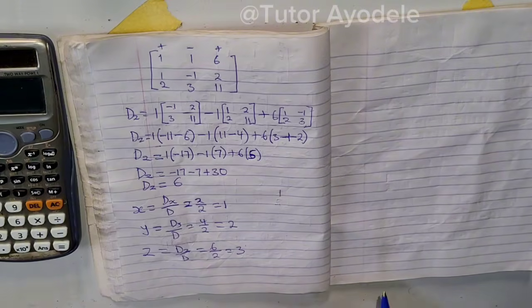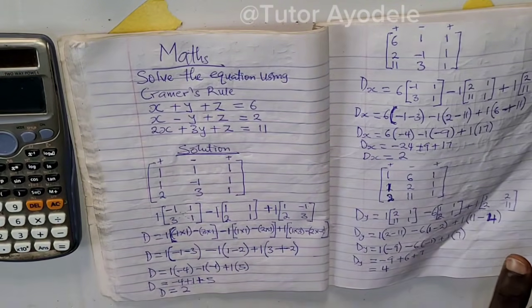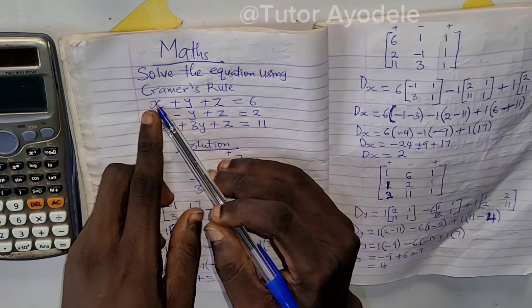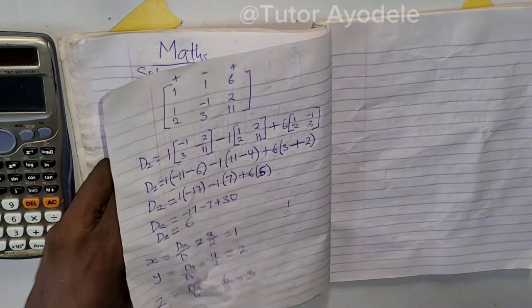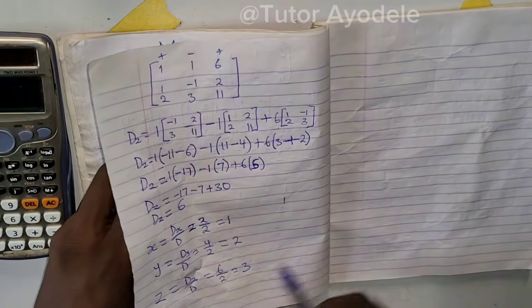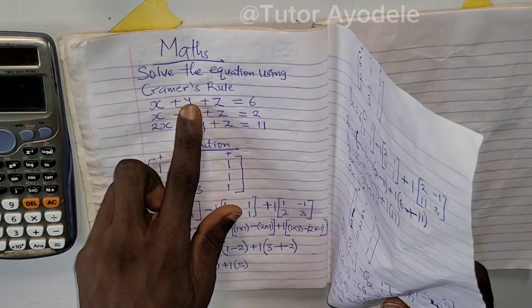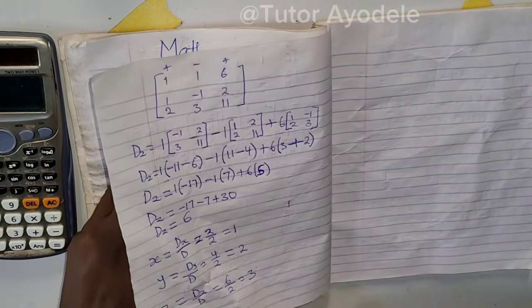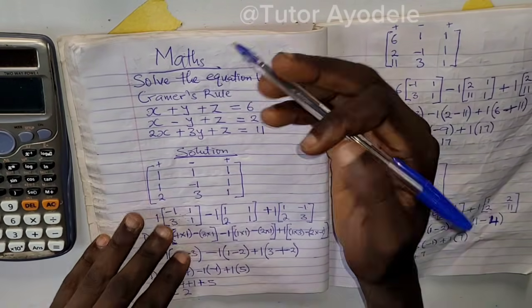To confirm whether your answer is correct, pick any equation. Let's assume we pick this equation. Our x is what? 1. Okay, you can see 1. 1 plus y. What is y? 2. That is 1 plus 2. That is 3. Plus z. What is z? 3. And that gives us what? 6. You can see that it is perfectly correct.